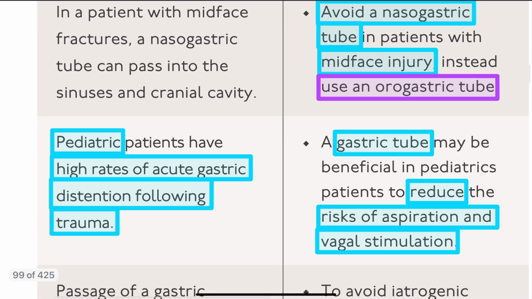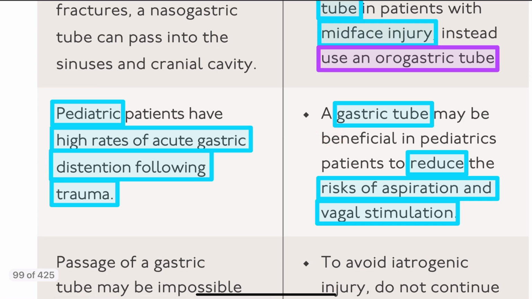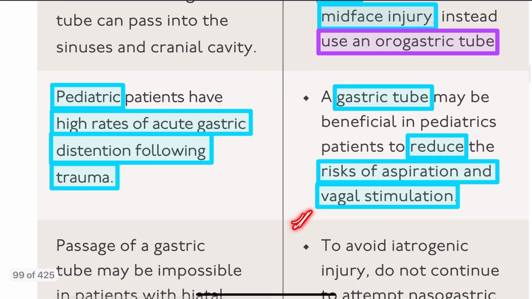Pediatric patients have a high rate of acute gastric distension following trauma. So a gastric tube should be given. What is the benefit of a gastric tube? It reduces the risk of aspiration and vagal stimulation. This vagal stimulation is also important. So a gastric tube reduces the risk of aspiration and vagal stimulation.